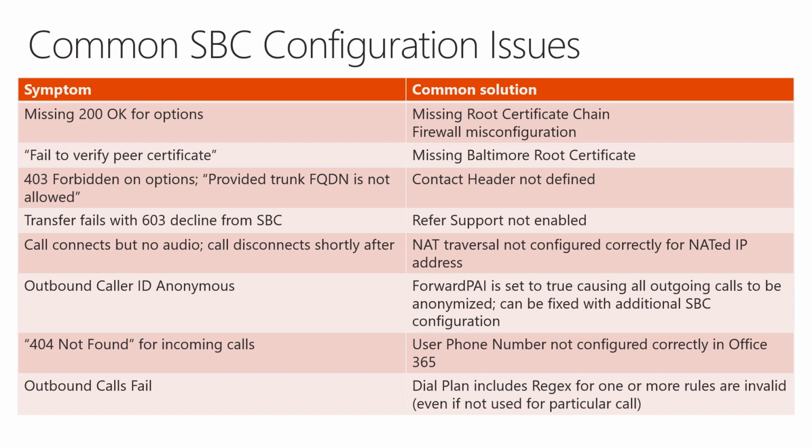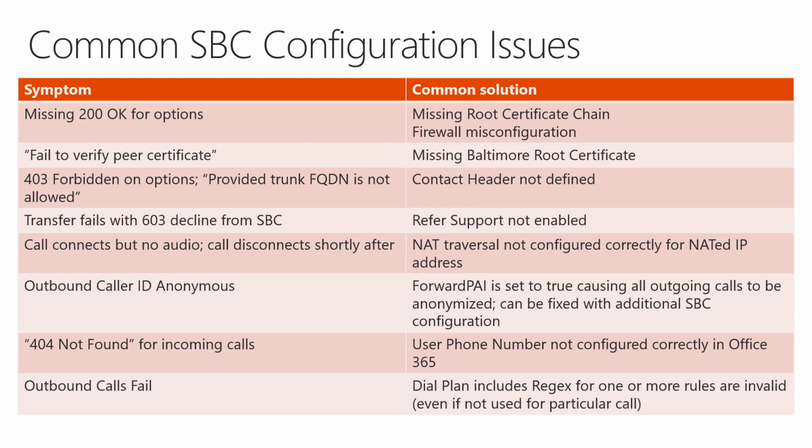If a call connects, but you don't hear any audio and the call disconnects shortly after, most of the time this indicates that there is a NAT traversal issue. So you have most likely configured your SBC behind network address translation, but you haven't configured the SBC to be aware of it. You need to change this configuration so that the SBC is aware of its public IP address and can advertise the public IP address to Office 365.